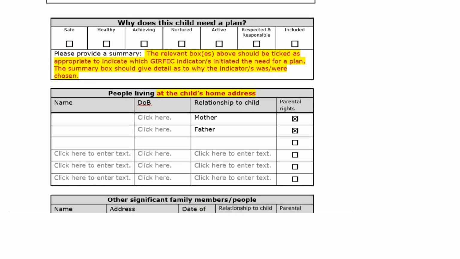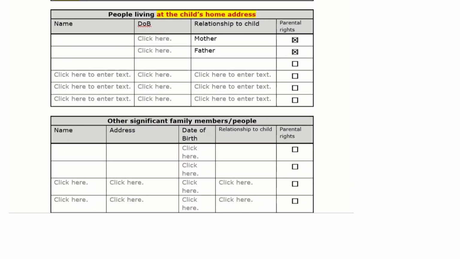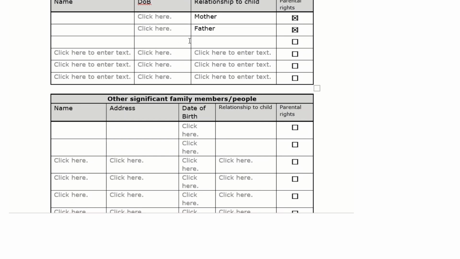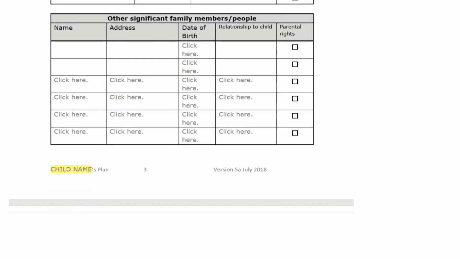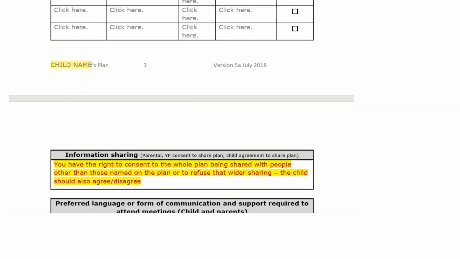The next part is just to capture who's living at home. Now, this can change between plans because sometimes there'll be a sibling who leaves the home, sometimes there'll be a parent who leaves the home. They're still a significant family member, so they would be down here somewhere. But if they've left the home, then they would no longer be in this part. So again, you indicate who has parental rights in their relationship to the child. Okay, so who all lives at home and who's significant people in their life who don't live at home.